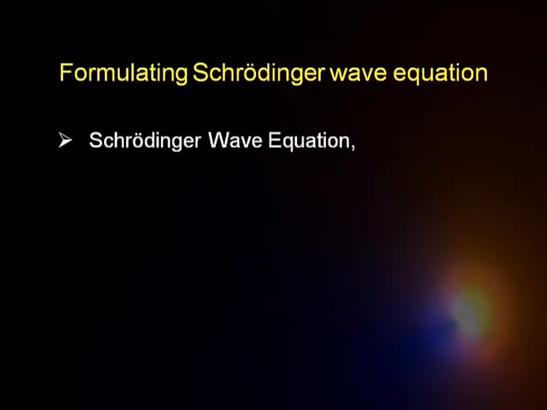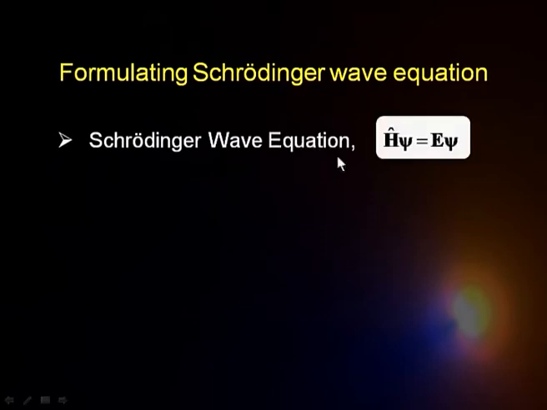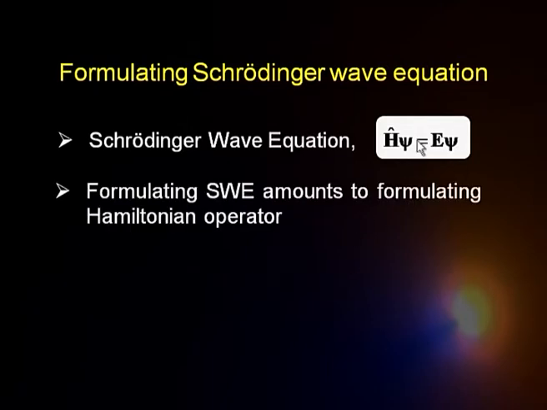If that is my system, then as we have been doing all this time, for any quantum mechanical system to be handled, the first and foremost requirement is that we must be able to write down the Schrodinger wave equation for the system, and that, simply put, is H psi equals E psi, where H happens to be my Hamiltonian. So, in a way, formulating the Schrodinger wave equation amounts to formulating the Hamiltonian operator for the given system.